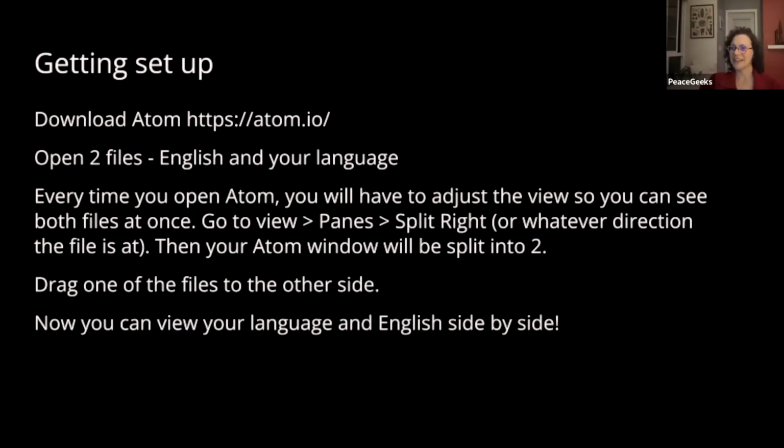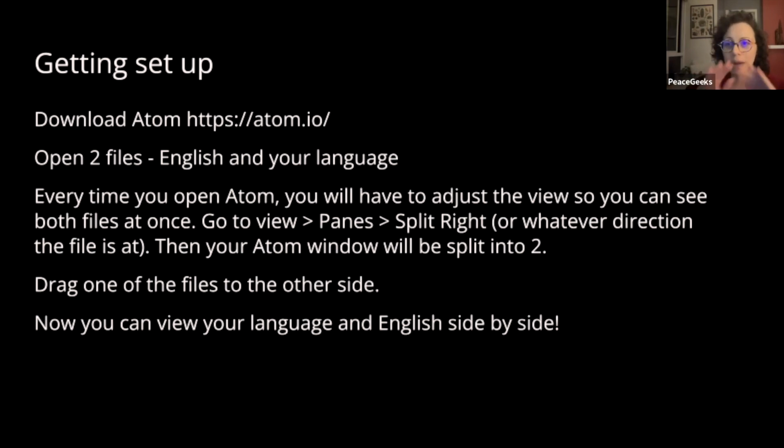So let's get started. The first thing you'll want to do once you're ready to dive in is to get set up. First, you will download the program Atom, or you can also use the program called Sublime. Then you're going to open 2 files, both the English Markdown file we sent you and your target language.